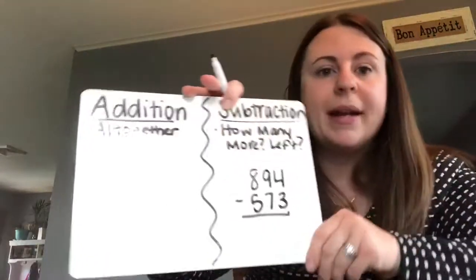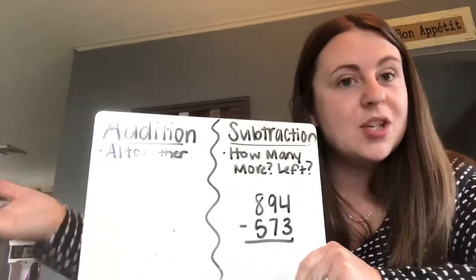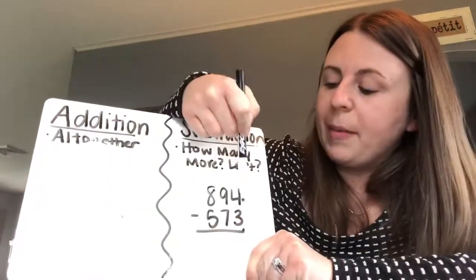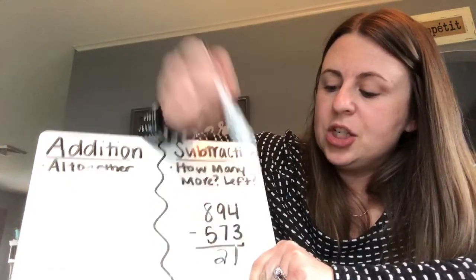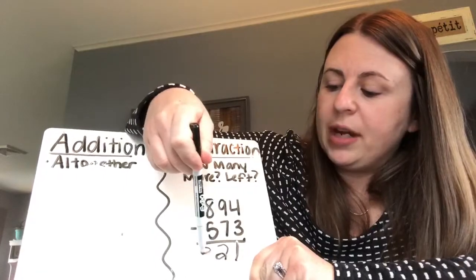Now I'm going to move on to a couple subtraction problems. Let's start off with one that doesn't require borrowing. Okay, so I have 894 minus 573. Again, just with addition, we start with the ones column. 4 minus 3 is 1. 9 minus 7, 2. 8 minus 5 is 3.